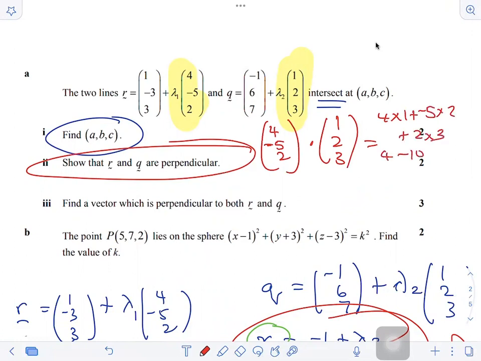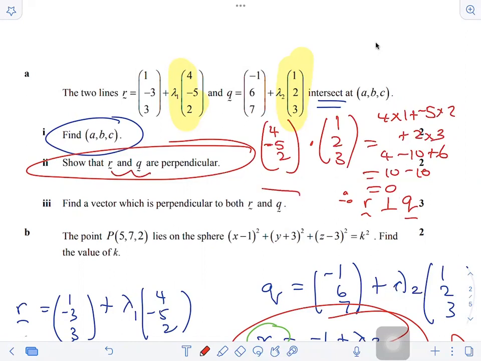So you get 4 minus 10 plus 6, which is 10 minus 10, which is 0. So therefore the dot product of the directional vectors is 0. So therefore, R is perpendicular to Q.